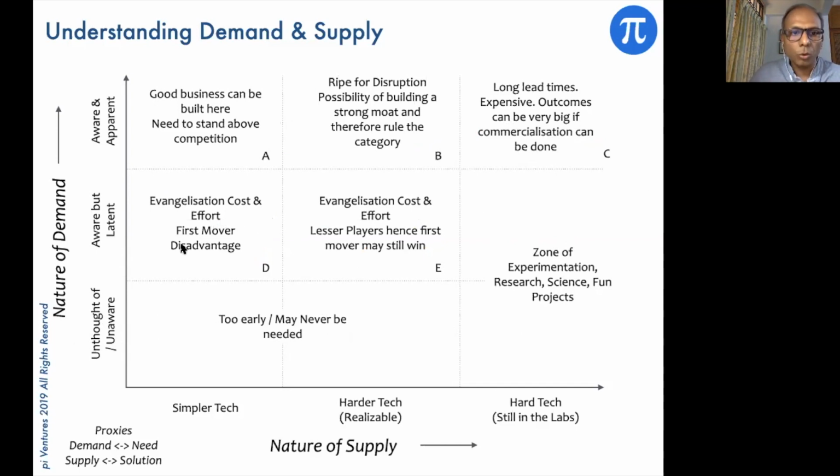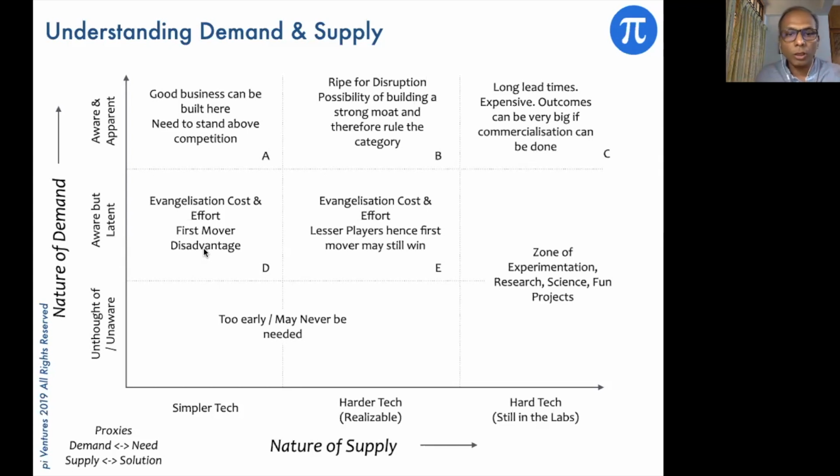So let me just go over them, and let me start from here. In an aware but latent demand and a simpler tech, there is some demand, but it's latent. So a lot of evangelization is needed to actually push it into some other sector, right? There could be a first mover advantage, but there could also be a disadvantage, because once you make the demand latent, since it is replicable, somebody else can come and also play in the market, like Ola did with Uber before, and so on and so forth, right?